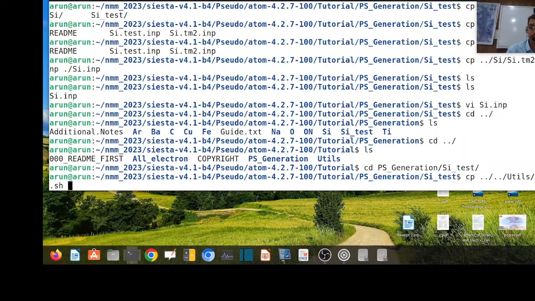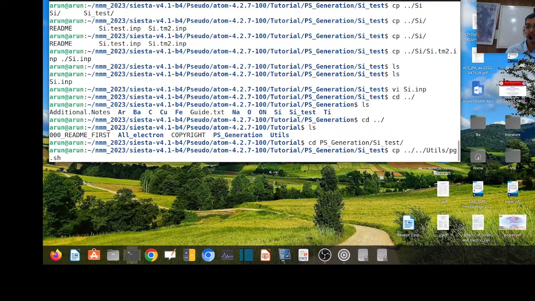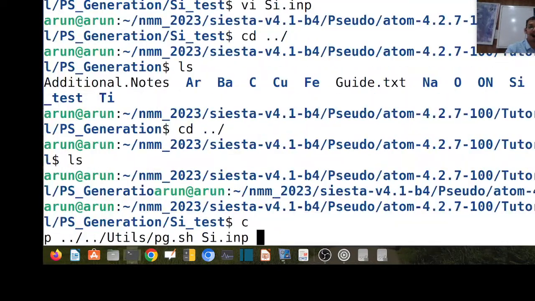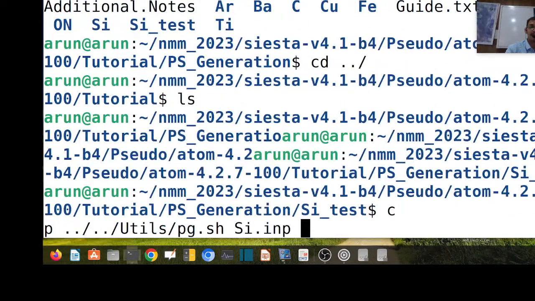Let me make the size smaller. What is the name of your input file? It is si.inp with space. This is the command which I have given. Is it visible in the last? Yes? Not visible. Not CP but sorry, SH.